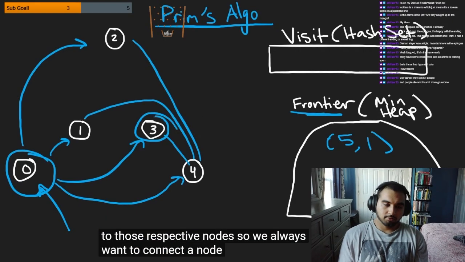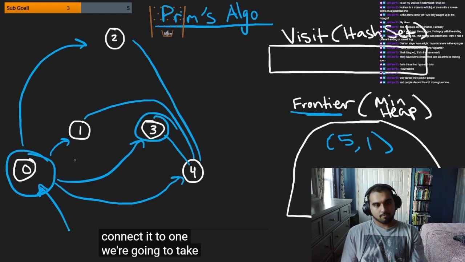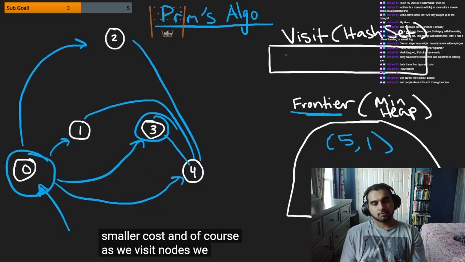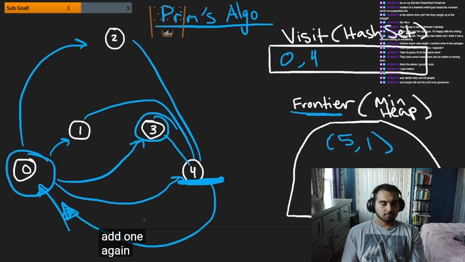So we always want to connect a node with the minimum possible cost that it takes us. If it costs less to connect it to 4 than to connect it to 1, we're going to take the one with the smaller cost. And of course, as we visit nodes, we visit 0, we visit 4, we're going to add them to our hash set so that starting from 4, we're not going to go back to 1 and add 1 again, because that would create a loop.